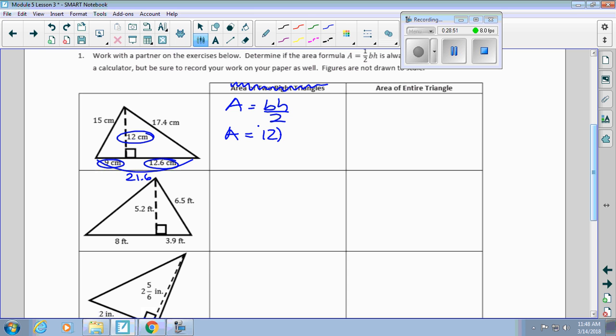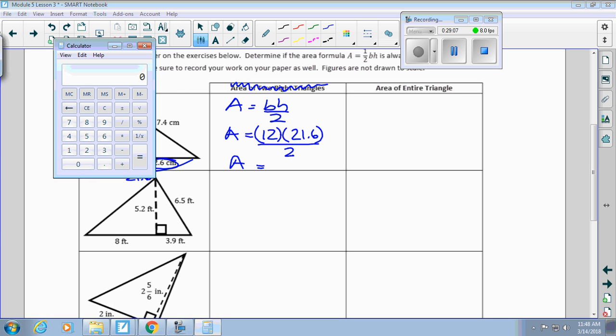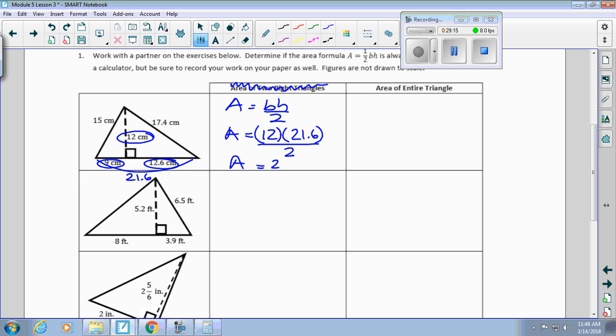So I'm going to use parentheses actually to multiply. 21.6. And we're going to divide that by 2. So we're going to use our handy dandy calculator, which is right here. All right, 12 times 21.6 equals 259.2. Let's write it down. 259.2 divided by 2. Bring my calculator back.